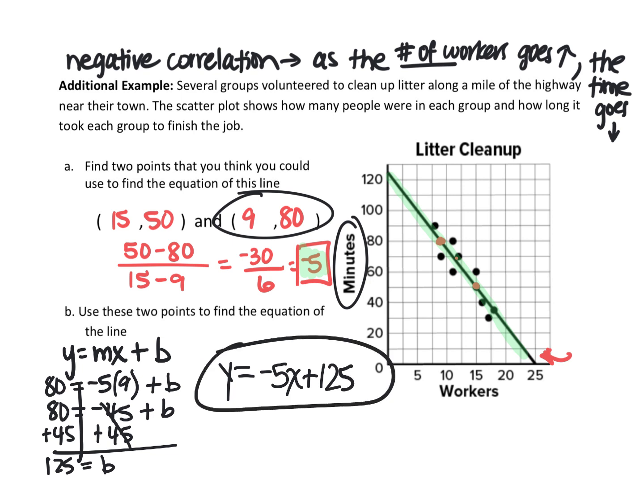There's my equation. So now if I wanted to make a prediction using this line, I could ask: how long do you think it would take to clean up litter if I had 20 workers? Instead of an x, I could plug in a 20, and then I could solve it. Negative 5 times 20 is negative 100, plus 125 is 25. So it would take about 25 minutes if I had 20 workers.